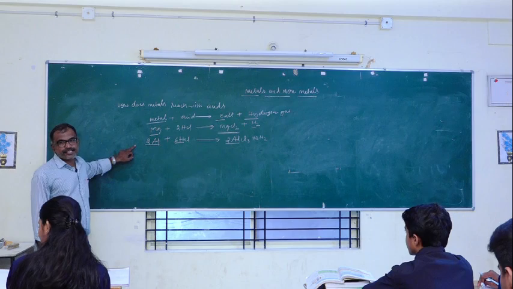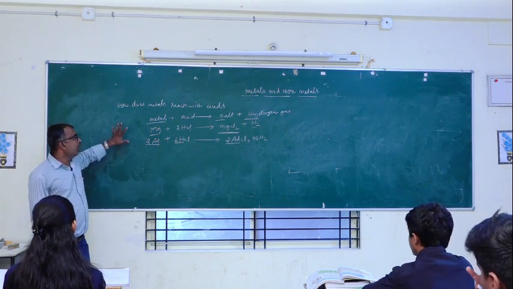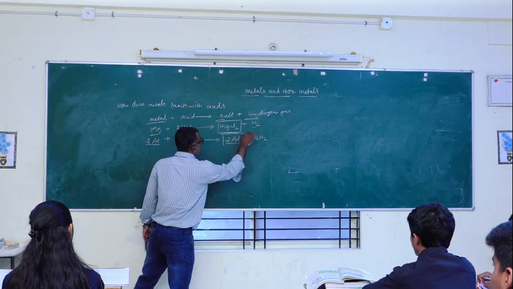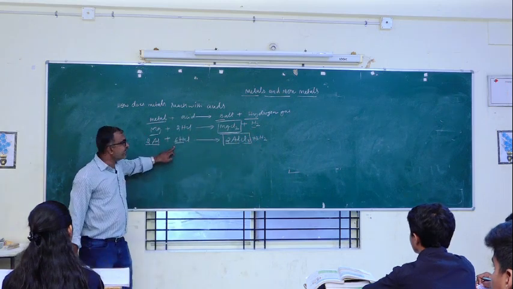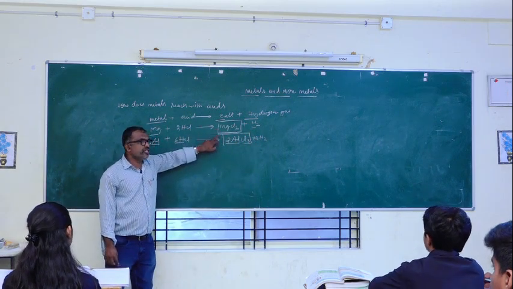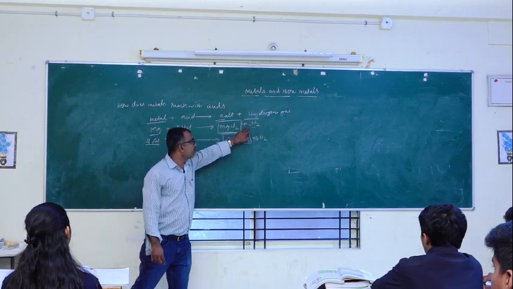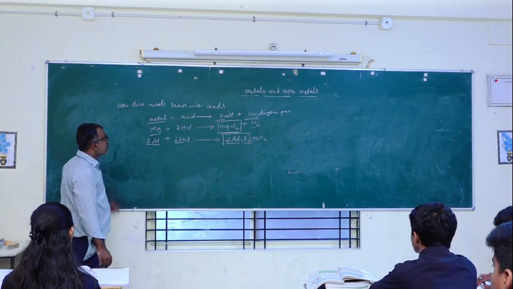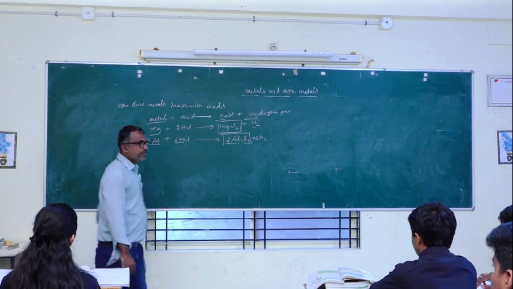So this is another example. In these two examples, we see that when a metal reacts with acid, it is going to produce salt. These are the salts. Along with the salt, it is going to produce hydrogen gas. Okay, so these are the examples.